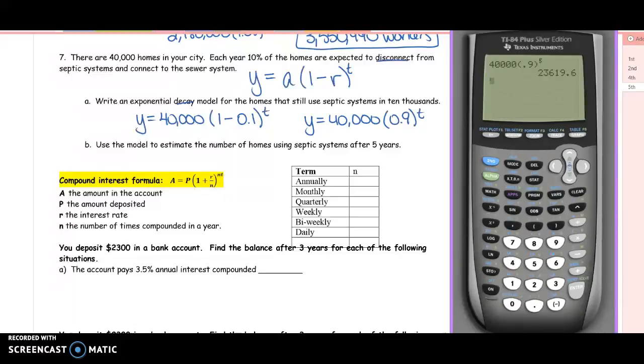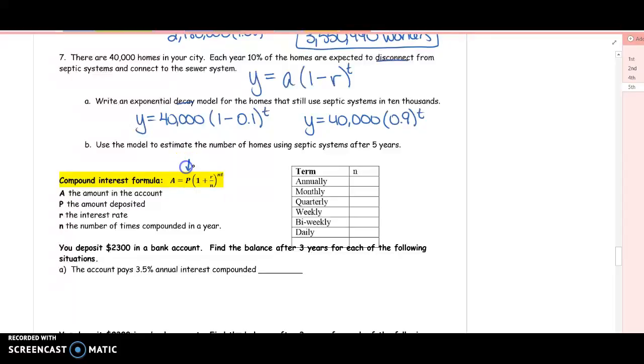A stands for the amount in your account after a certain amount of time. P stands for the amount that is deposited in your account. So P stands for principal. It's the initial amount. It's still the initial amount, just like it was in the growth model.